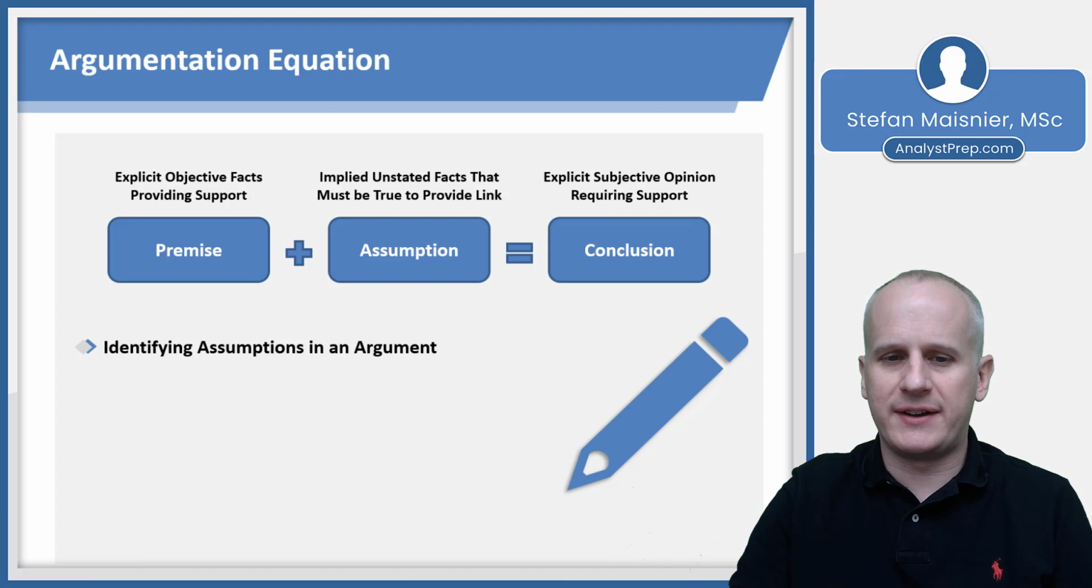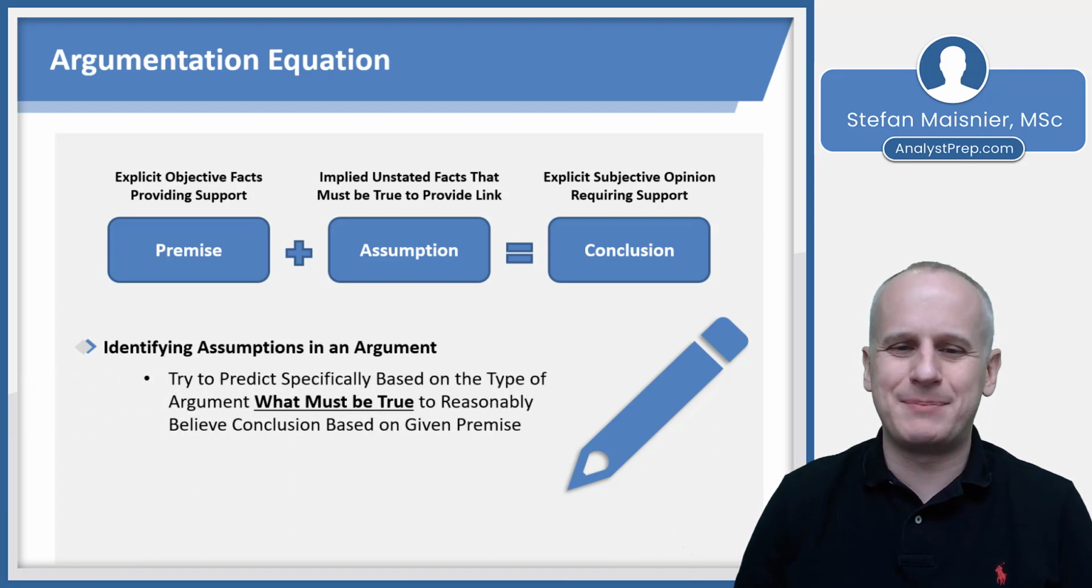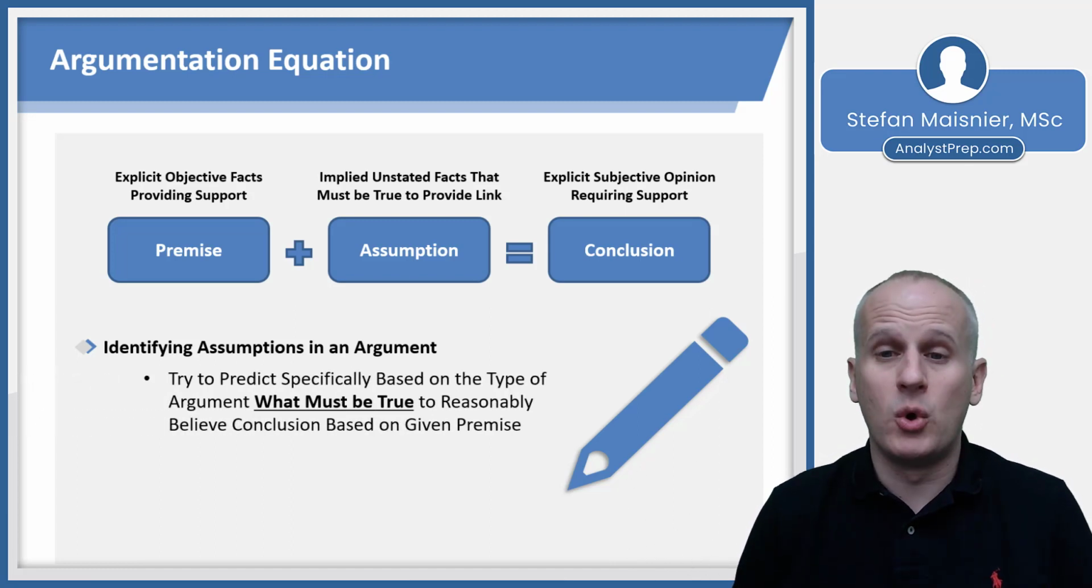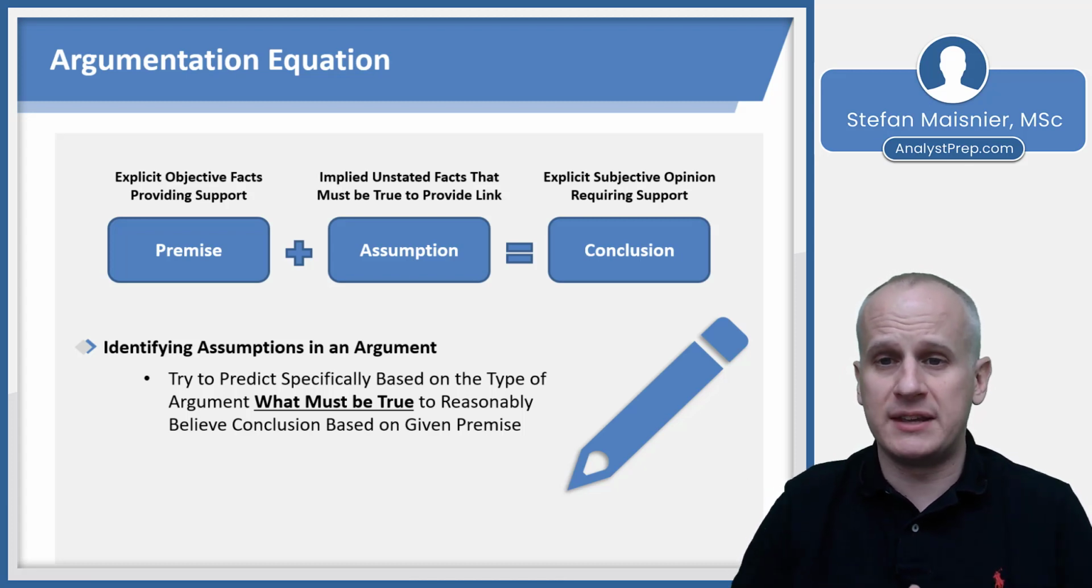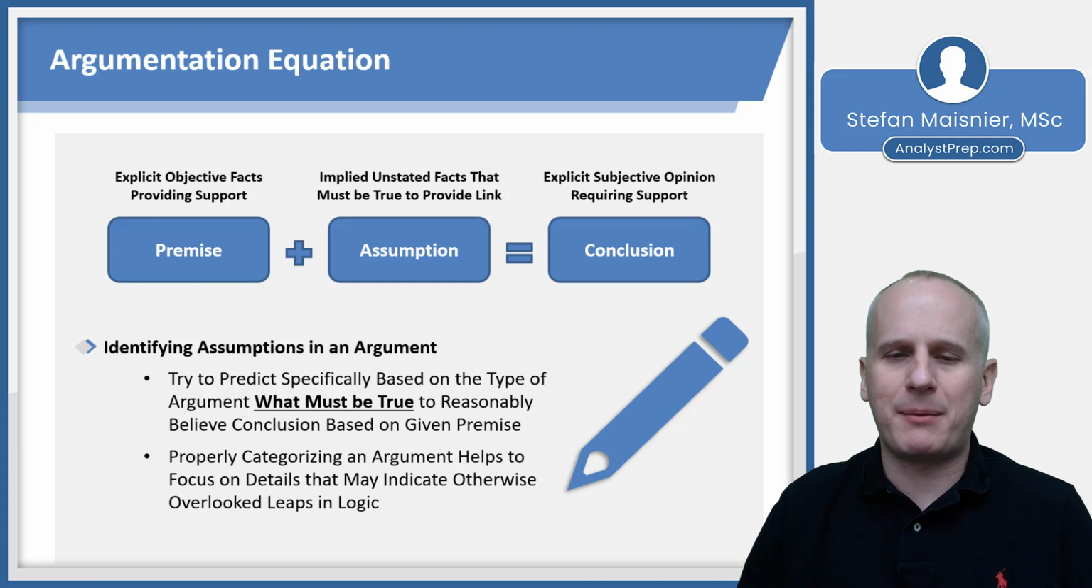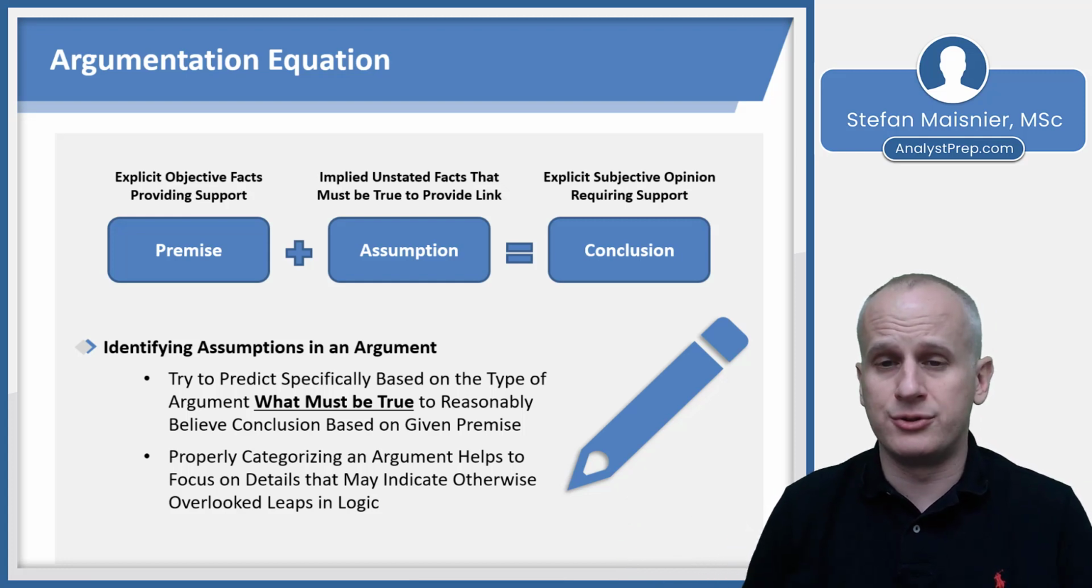So how do you identify assumptions in an argument? Well, you want to predict as specifically as possible, based on the type of argument, what must be true to reasonably believe the conclusion based on the given premise. And properly categorizing your argument can help you to focus on the details that you may have otherwise overlooked as leaps of logic. So you want to make sure that you're noting term shifts. You want to make sure that the evidence does in some way have an interpretation that would relate to the conclusion, or that the sample is representative of the whole.